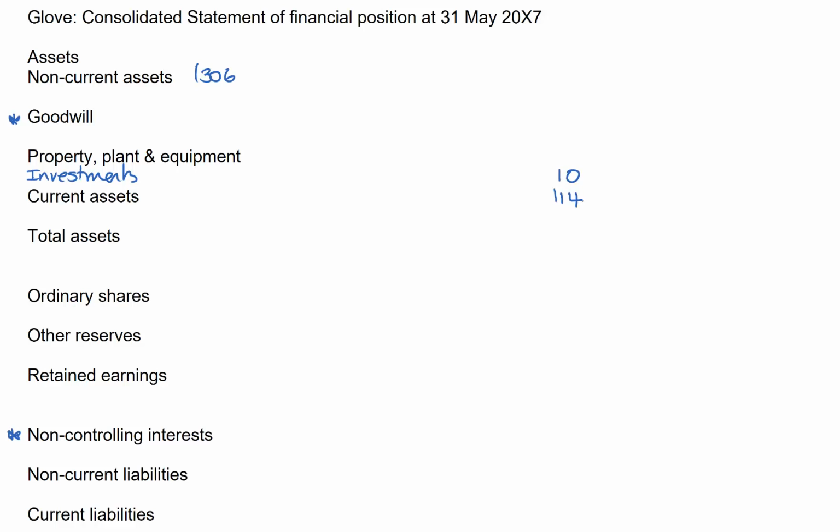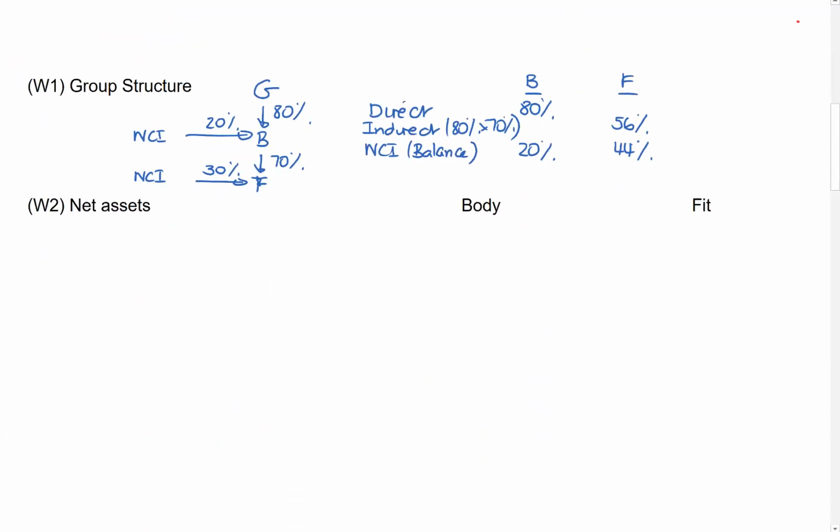Next we come to shares. It is only the shares of the parent company that appear in our consolidated statement of financial position. We then have the shares of Body and Fit. We go to our net assets working.